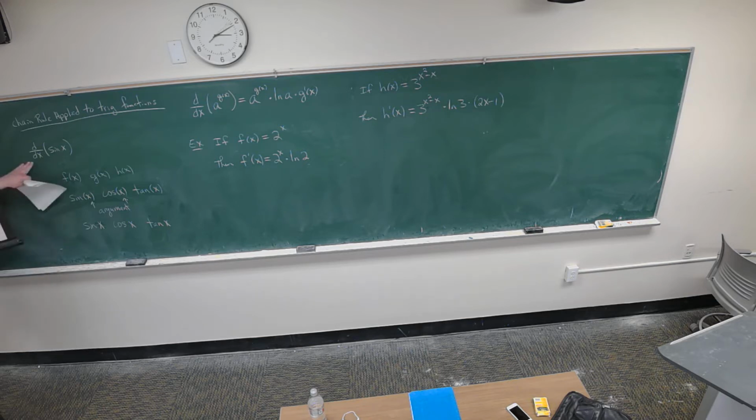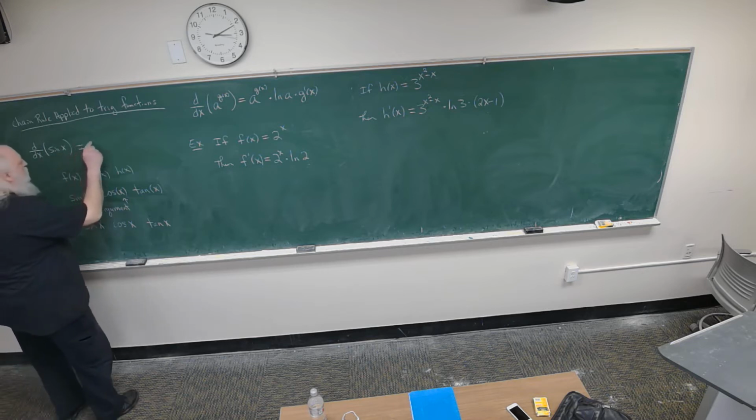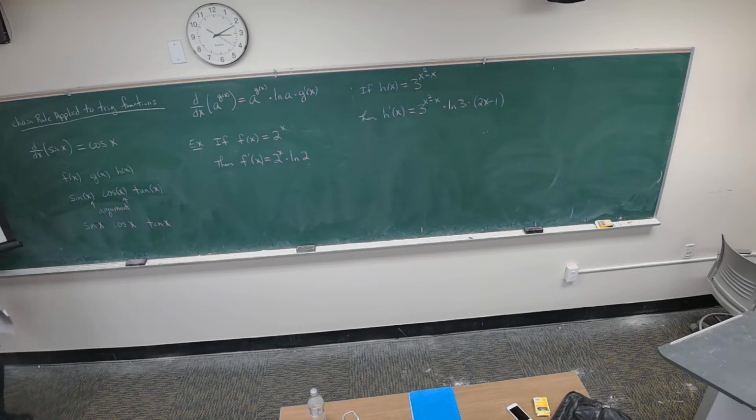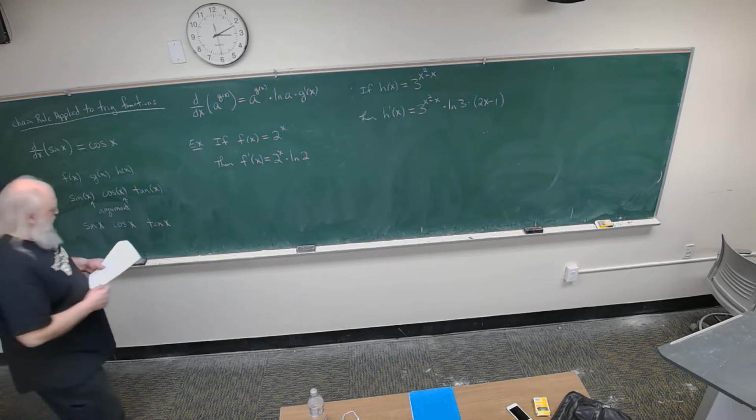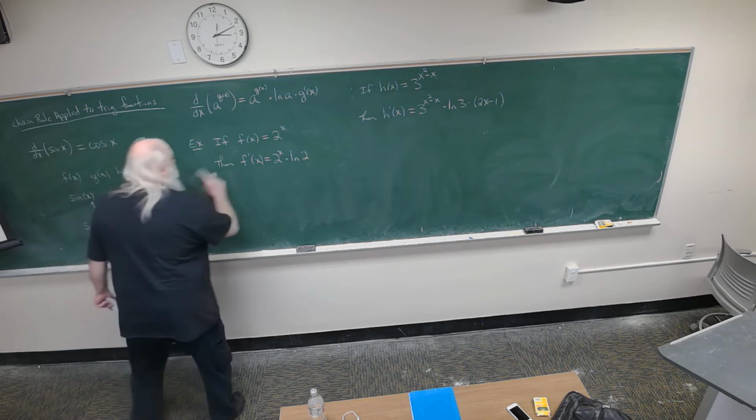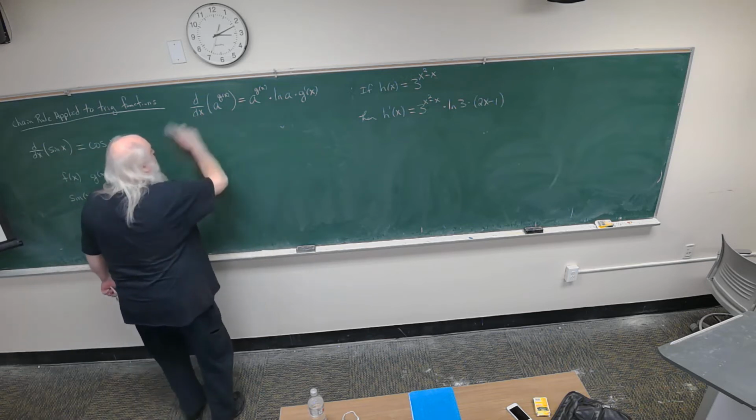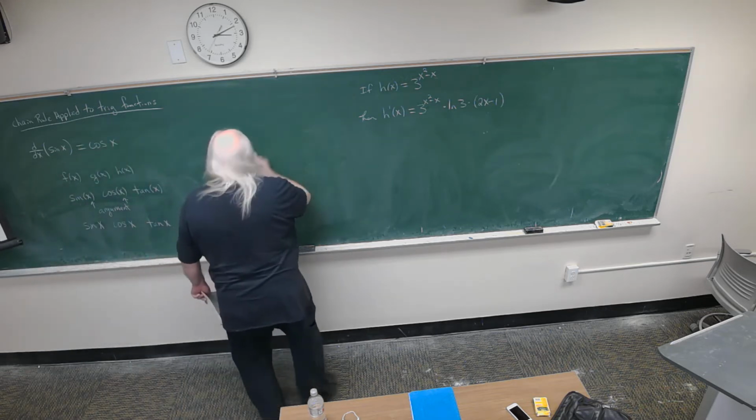All right. So going back up here, the derivative with respect to x of sine of x is equal to cosine of x. I drop the parentheses. Sometimes I'll put the argument in parentheses and sometimes I won't. Doesn't matter. Means the same thing. All right, so now let's apply the chain rule to the sine function.